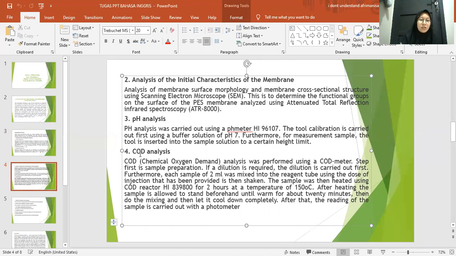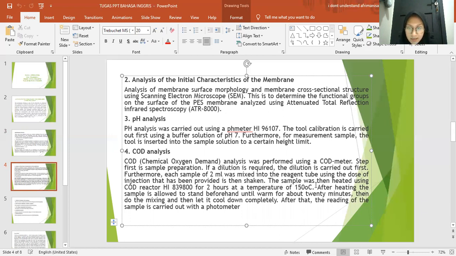Number 4, COD analysis. Chemical oxygen demand analysis was performed using a COD meter. Step 1 is sample preparation. If a dilution is required, the dilution is carried out first. Furthermore, each 2 ml sample was mixed into the reagents using the dose of injection that has been provided, then shaken.